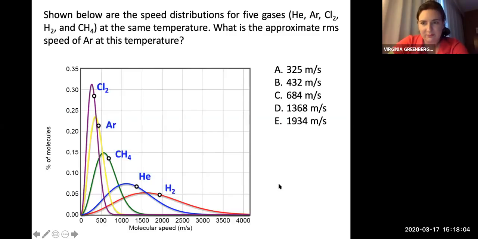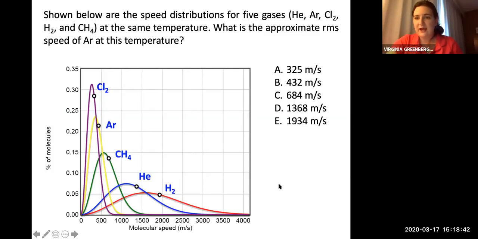And so our first step is to go ahead and label each curve for whatever gas it would correspond to. And so all we did was say the graph that favors the left and the slower speeds will correspond to our heaviest gas. And if you use the periodic table to figure out the molecular weights of all of these 5 gases, you see that chlorine is heaviest, and then argon is next heaviest, and then eventually we get to methane, helium, and hydrogen is the lightest.